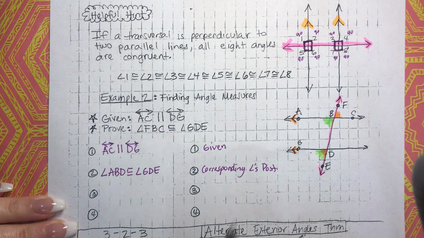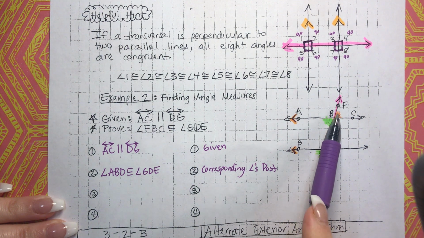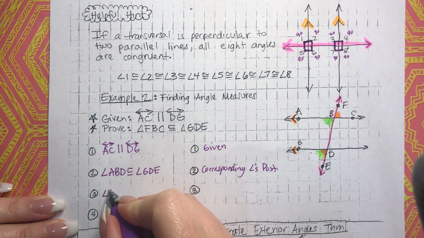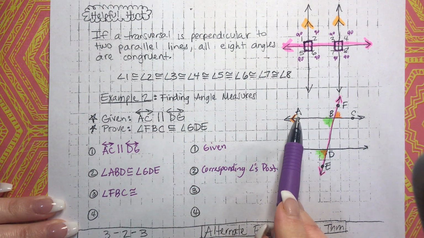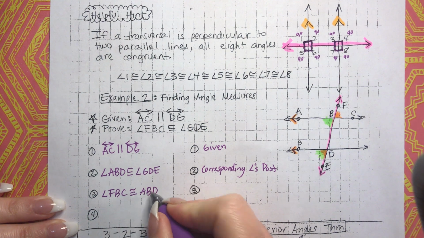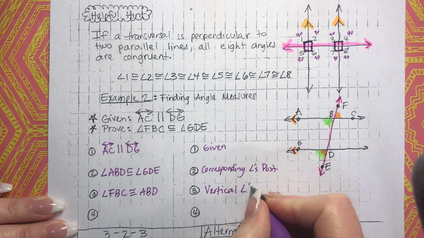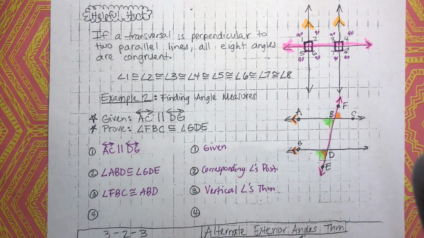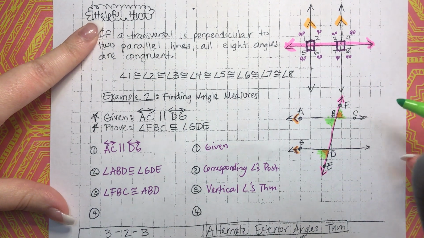So I can say that angle FBC is congruent to angle ABD because of the vertical angles theorem. So now I know that these two are congruent. So first off, where do we start?